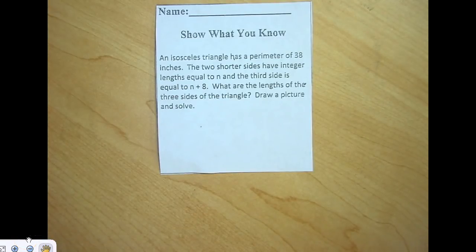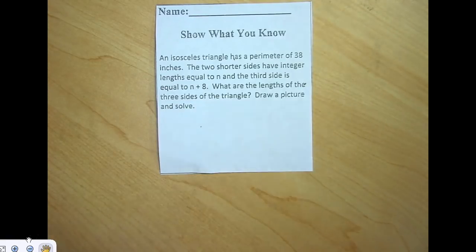An isosceles triangle has a perimeter of 38 inches. What does perimeter mean? Asia? The distance around. If I add up all the sides of this triangle, I'm going to get a 38. The two shorter sides have integer lengths equal to n, and the third side is equal to n plus 8.